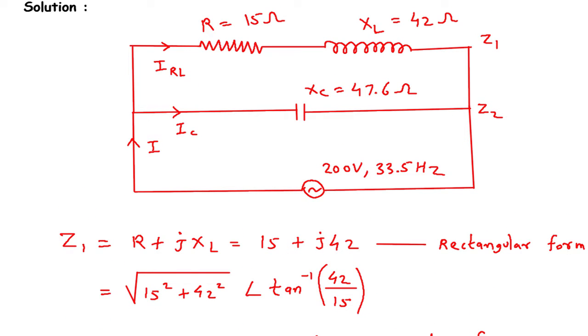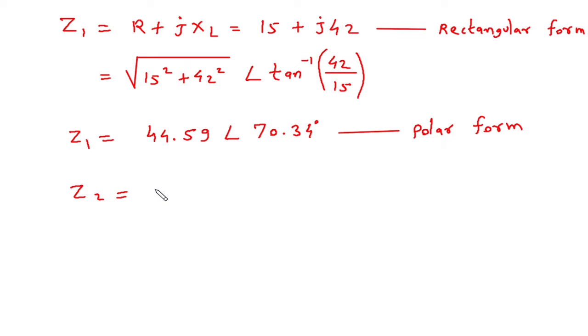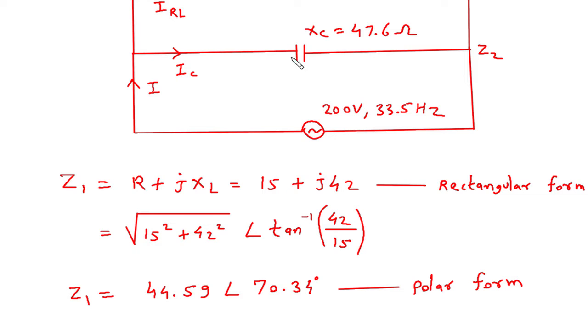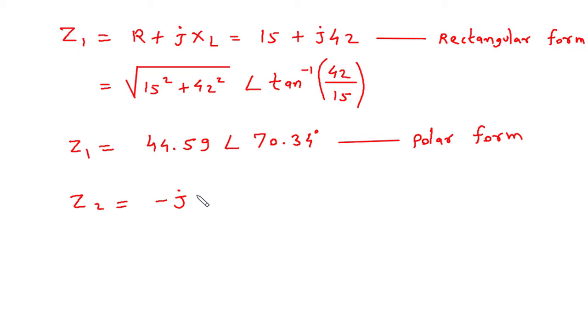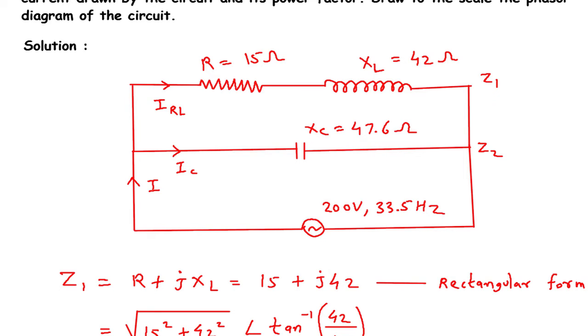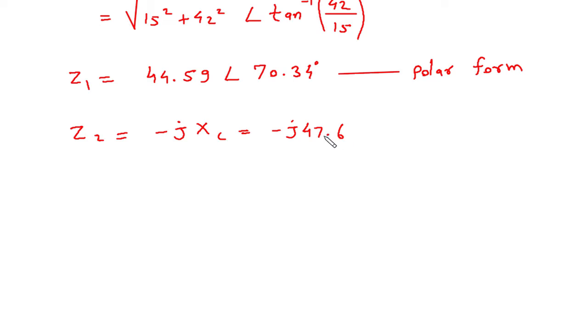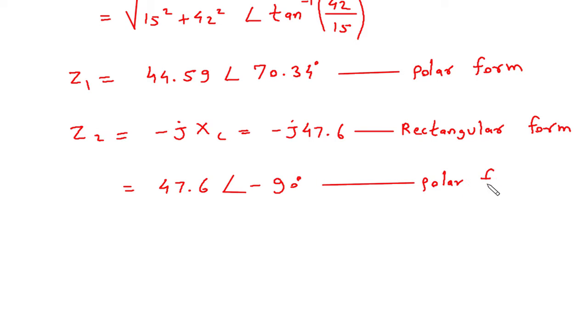Now for Z2, Z2 will be equal to R minus jXC. Here the value of R is 0, so it will be minus jXC. So minus j, the value of capacitive reactance is 47.6. This is again in rectangular form, so its equivalent polar form will be 47.6 at an angle of minus 90 degree. This is the polar form of Z2. Now we have Z1 and Z2 in rectangular form as well as in polar form.